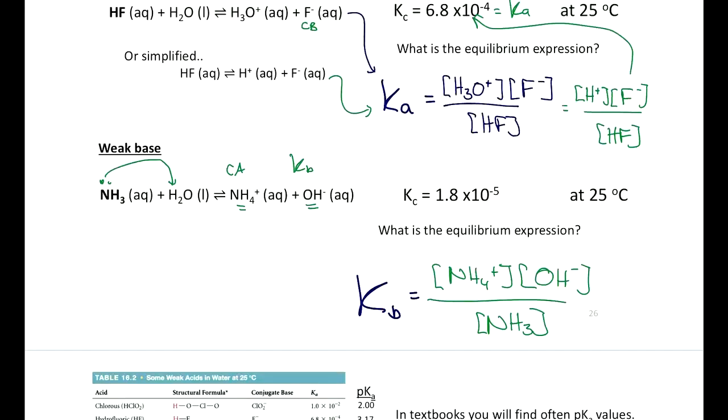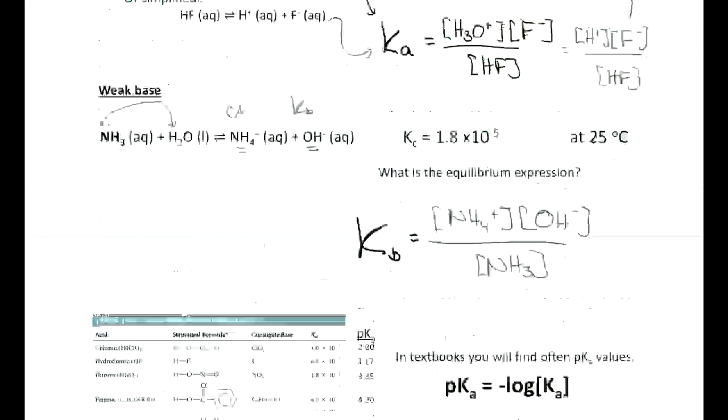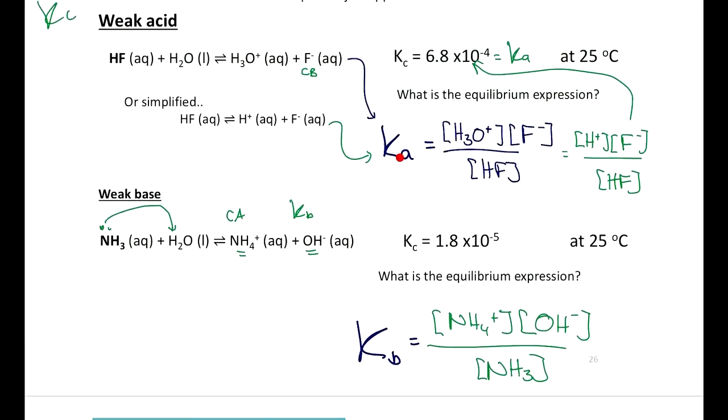All right, so let's talk about the details of Ks. When Ka is a big number, in general, you have a lot of what at equilibrium? Products. If K is a small number, you have a lot of reactants. So when will your solution be more acidic? What does acidic mean? A lot of H+. So when will your solution be acidic? When Ka is big or when Ka is small? Big, yes. The strongest acids have large Kas.